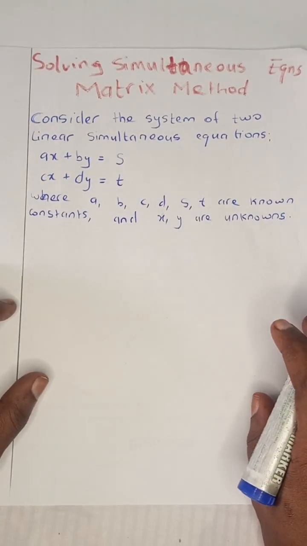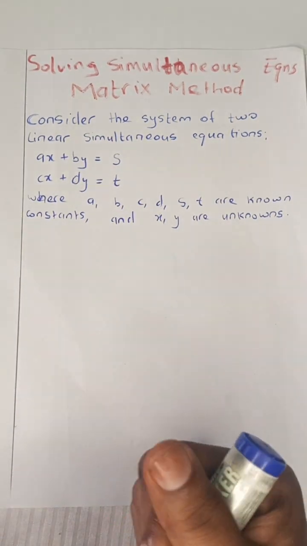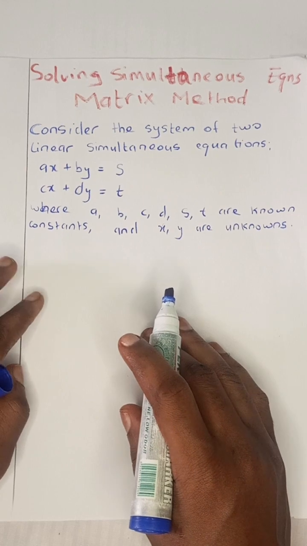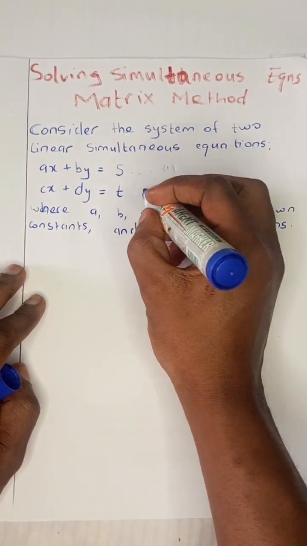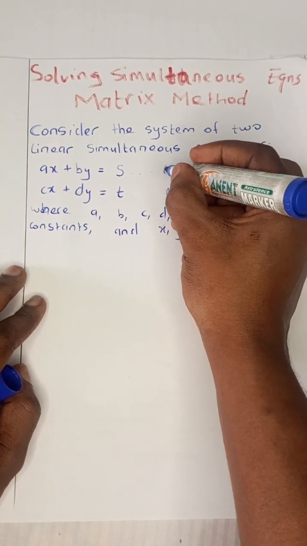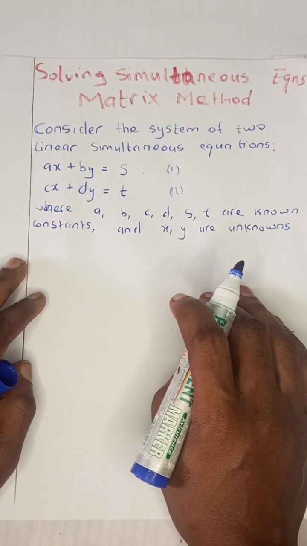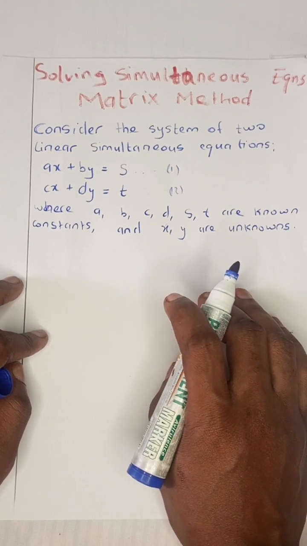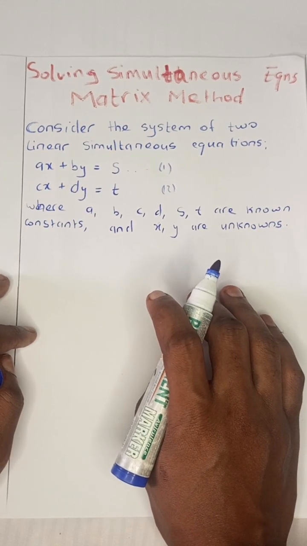Now, consider the system of two linear simultaneous equations given as ax plus by equals s, and cx plus dy equals t. Let us call this equation 1 and let us call this equation 2. Given this system of linear simultaneous equations 1 and 2, where a, b, c, d, s, and t are known constants and x, y are unknowns.